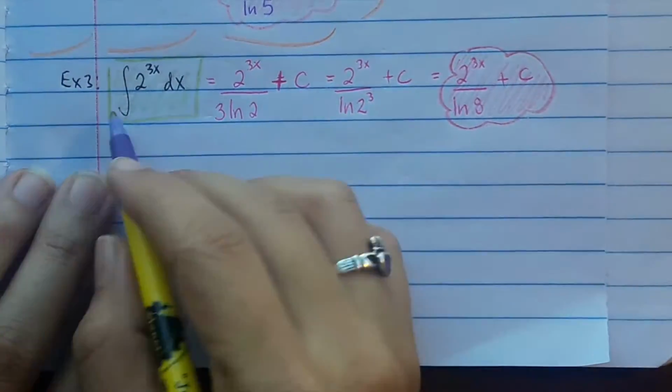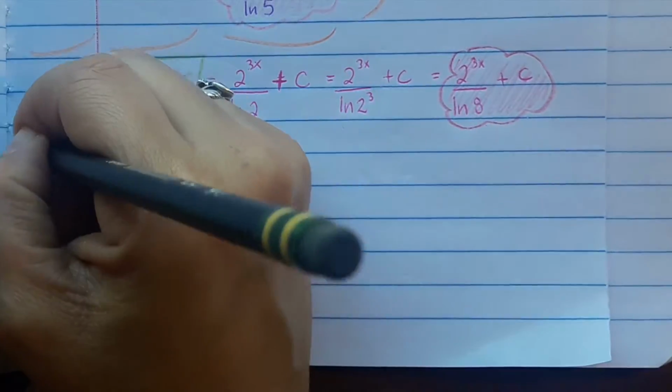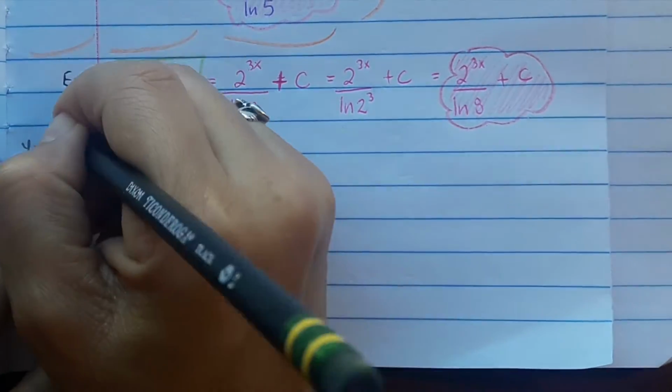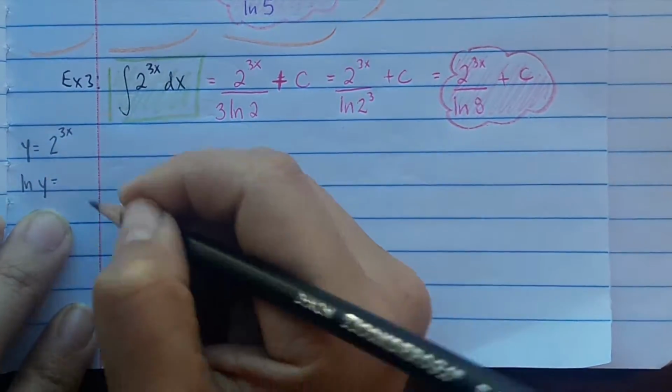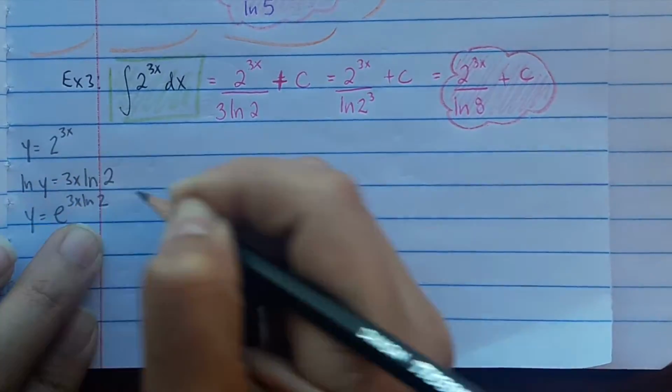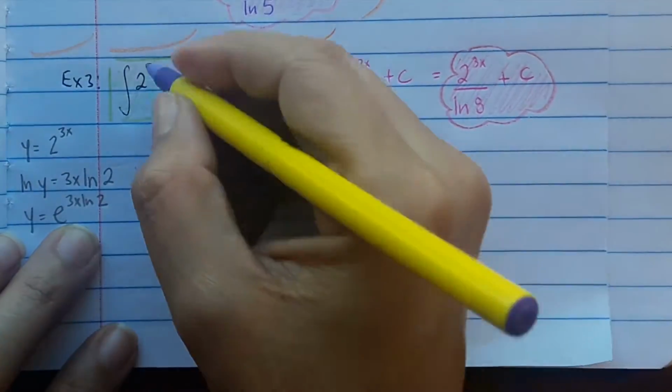So this is really our shortcut answer, but I'm going to show you how we can do it the long way and still get the same thing. So y equals 2 to the 3x. Take natural log of both sides. Bring the 3x down, and then get rid of the log by taking exponents of both sides.